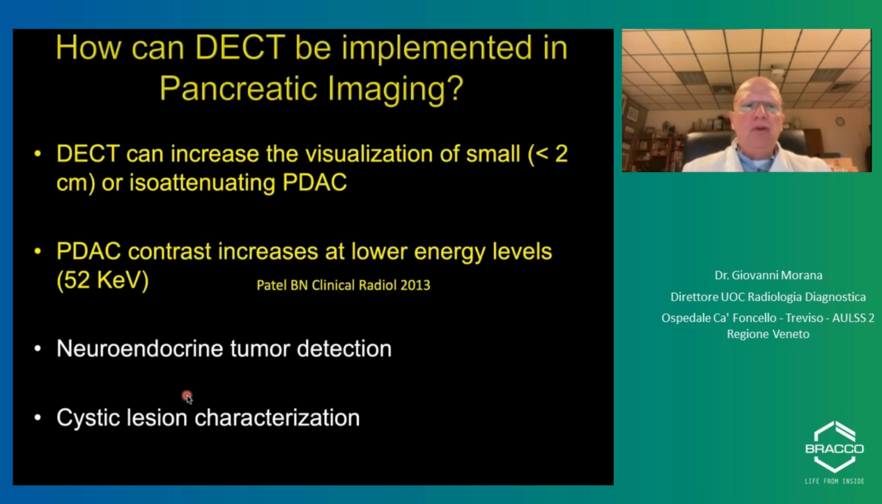How can dual energy CT be implemented in pancreatic imaging? When we use dual energy CT, that means we can change the energy levels, and usually 70 to 52 kiloelectron volts is the best energy in order to detect the best contrast between the lesions and the pancreas, so we can better visualize the small lesions. And this is useful for pancreatic adenocarcinoma, but even with low energy, we increase the signal from the contrast media, so we can see very well also the neuroendocrine tumors.